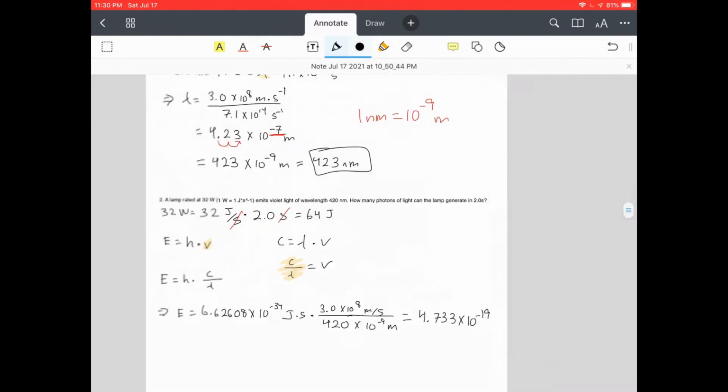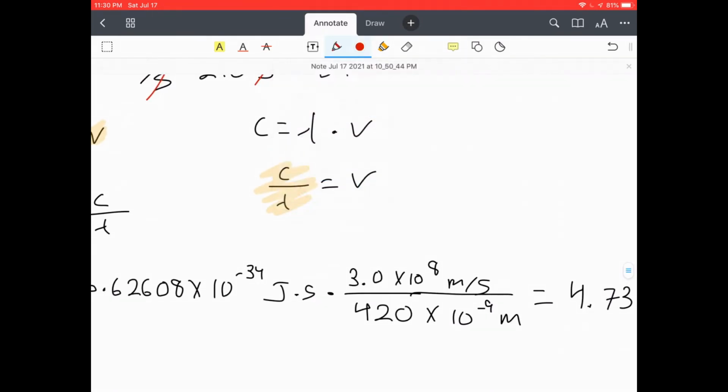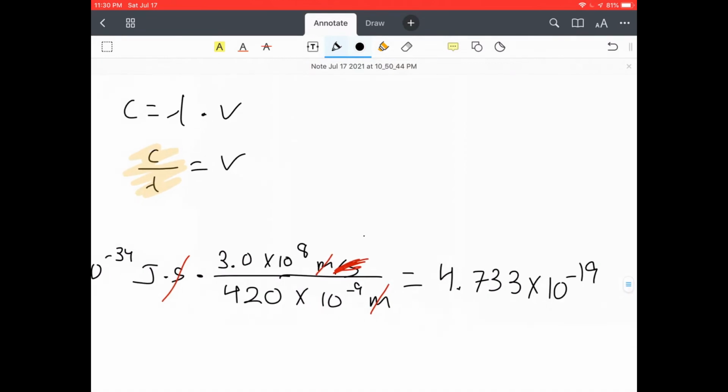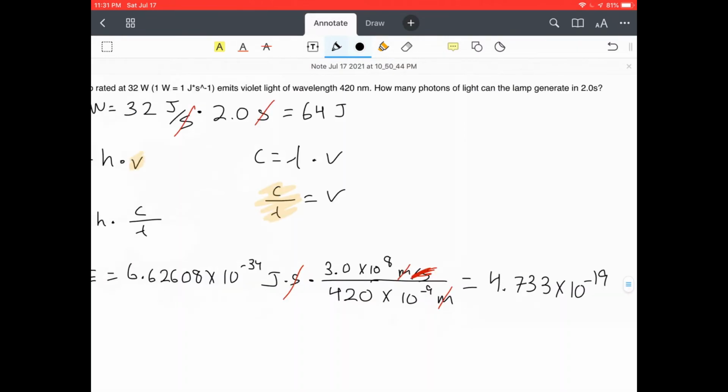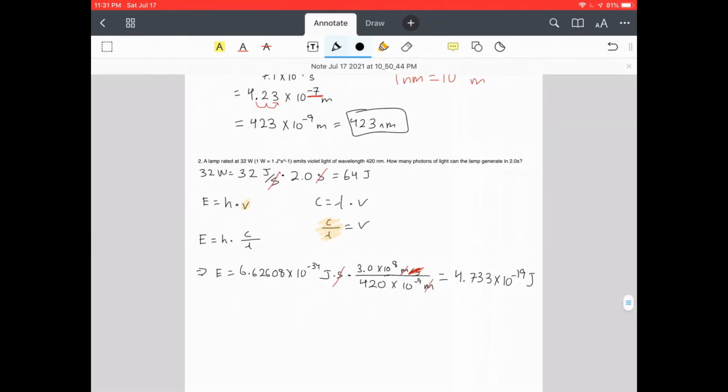Now what are going to be my units? My units will be, let's see, so the seconds here cancels out with the per seconds right there, and then the meters on top of this divide sign will be canceled out by the denominator. So really all I'm going to be left with is joules. So I'm going to write this as 4.733 times 10 to the negative 19 joules is produced by, remember, one single photon.